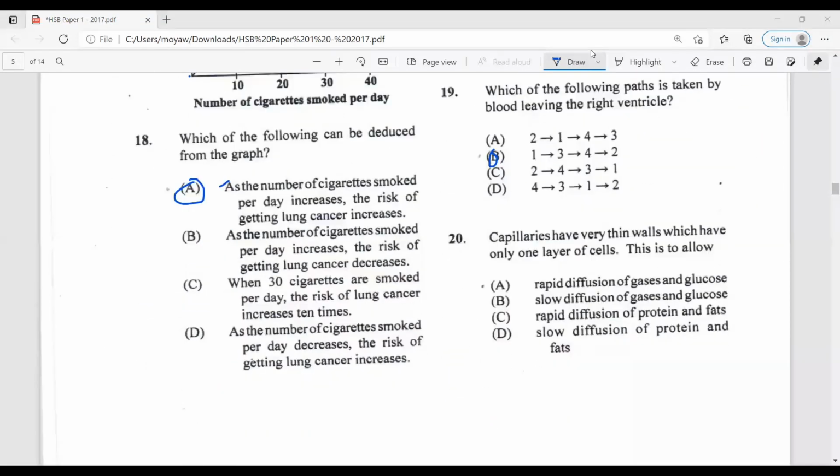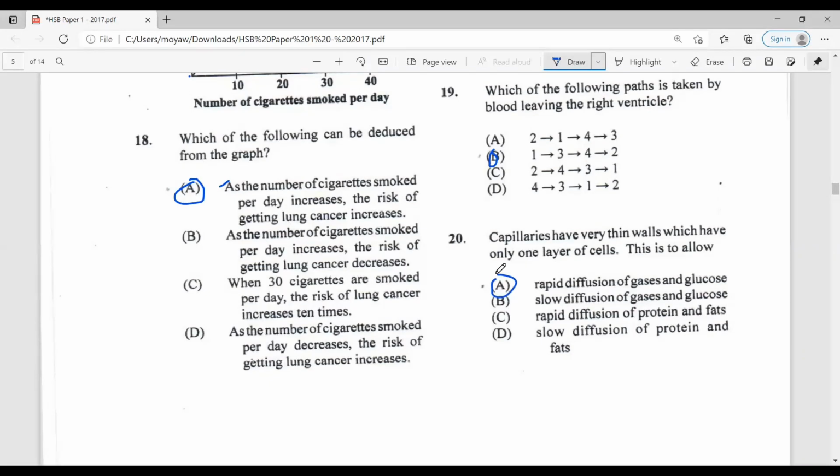And 20. Capillaries have very thin walls which have only one layer of cells. This is to allow, so we have A, rapid diffusion of gases and glucose, B, slow diffusion of gases and glucose, C, rapid diffusion of proteins and fats, and D, slow diffusion of proteins and fats. So the answer has to be A, rapid diffusion of gases and glucose.